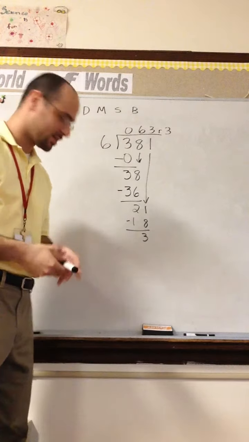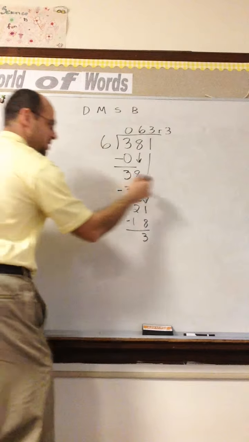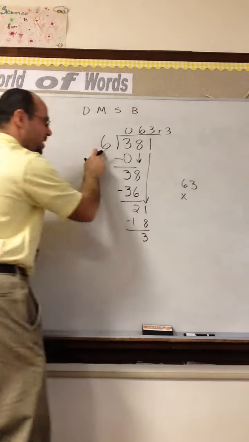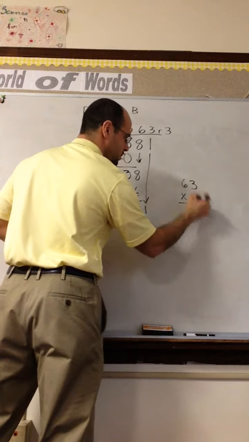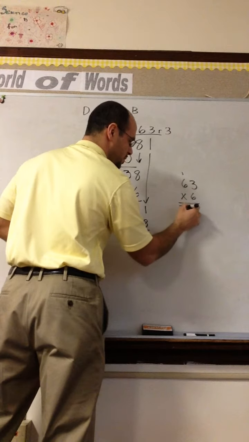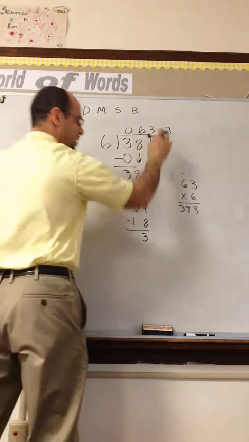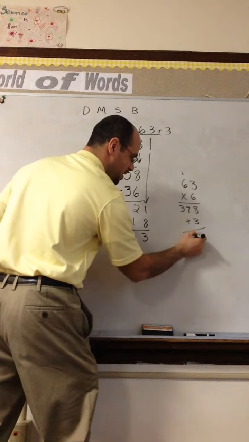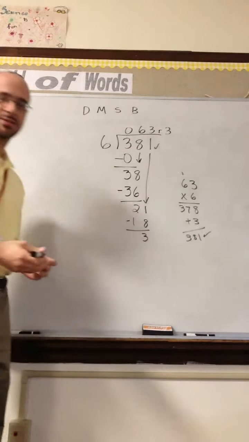Now if I want to check this, I can take my quotient, which is 63, and multiply it by my divisor, which is 6. I'll do this quickly, which is 378. Now, that doesn't match, right? So I have to take my remainder and add it. And then I would have 381. Check. They match up, so my answer is correct.